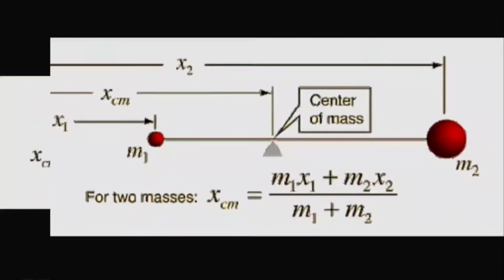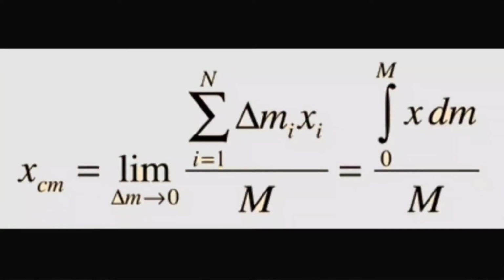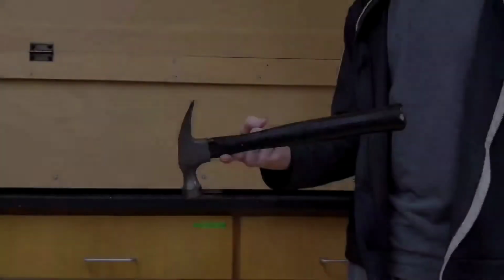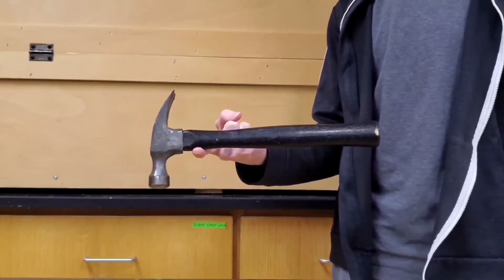For three-dimensional systems, the center of mass can be located with these equations. And for continuous distribution of masses, this equation is used. But don't worry, in this video we will be focusing on the conceptual elements of center of mass, not mathematical. One property of center of mass is that it is the balance point of an object.